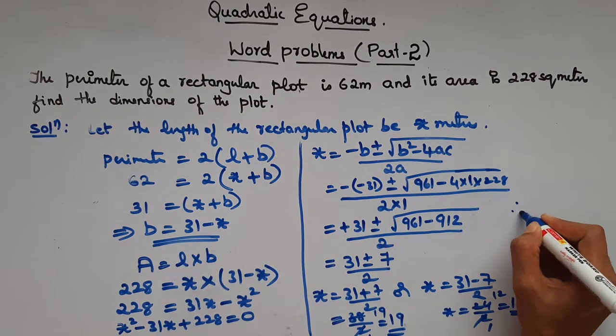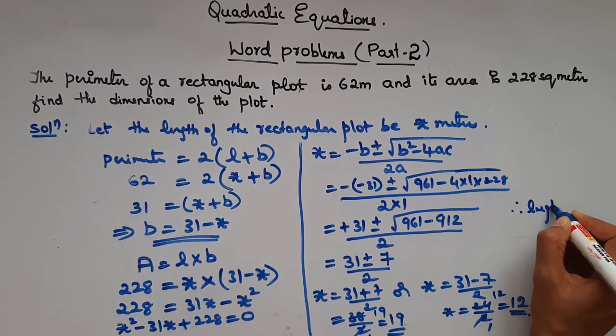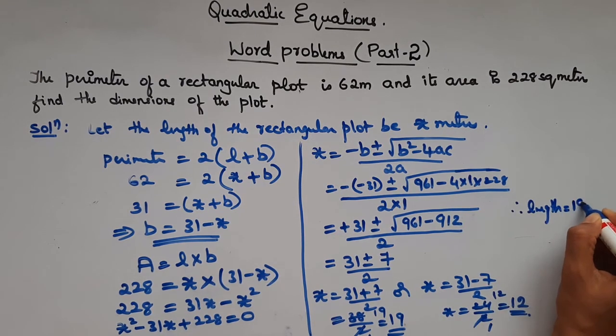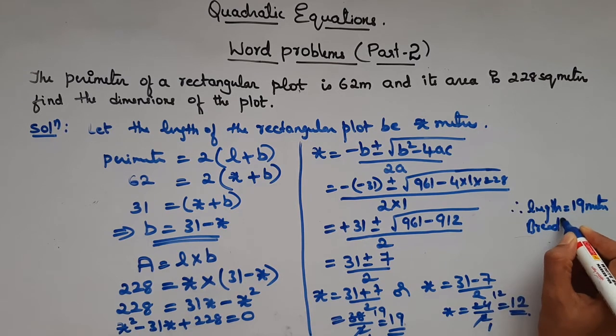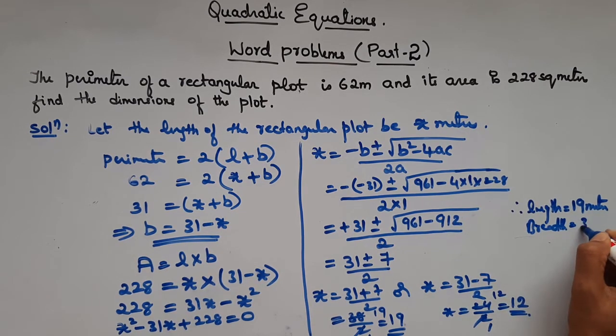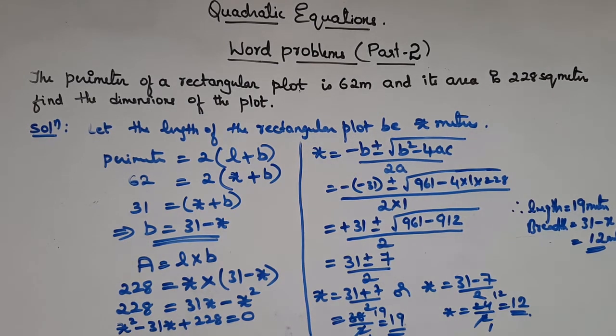Let me write here, therefore, length is equal to 19 meters and your breadth is 31 minus x, which gives you 31 minus 19, which is nothing but 12 meters. Now let's see one more problem.